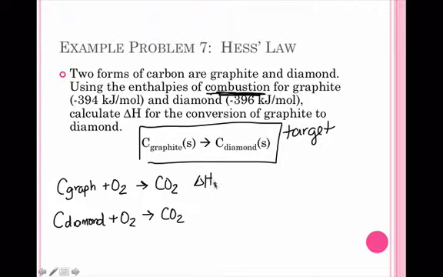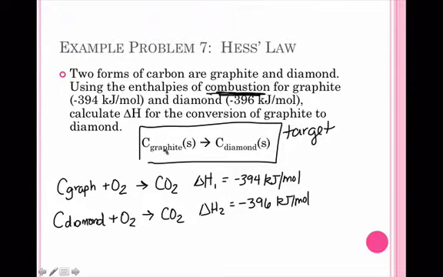So my delta H, we'll call this delta H1. For this one they gave me, since that's graphite, is negative 394 kilojoules per mole. And we'll call this delta H2, which is negative 396 kilojoules per mole.